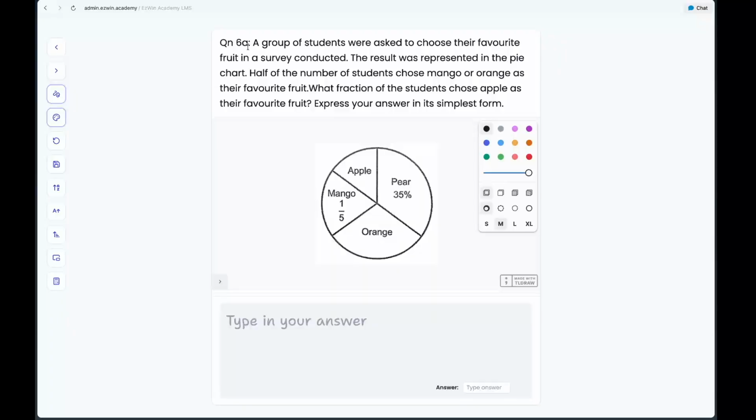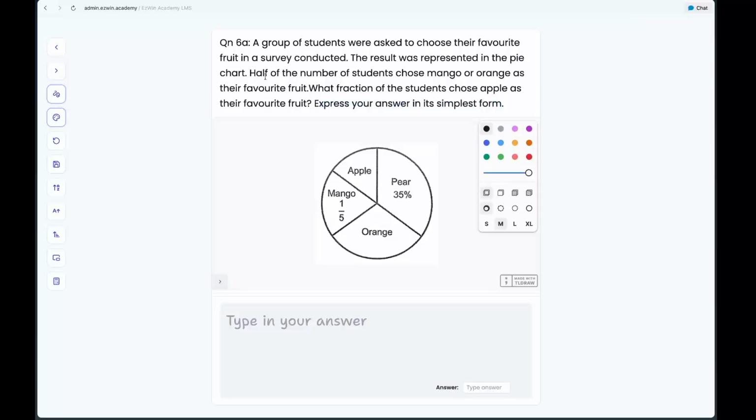Question 6, Part A. A group of students were asked to choose their favorite fruit in a survey conducted. The result was represented in the pie chart. Half of the number of students chose mango or orange as their favorite fruit. What fraction of the students chose apples as their favorite fruit? Express your answer in the simplest form.